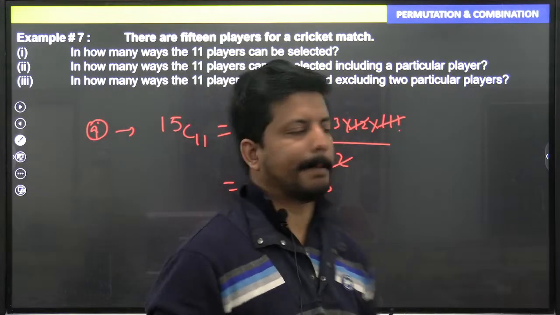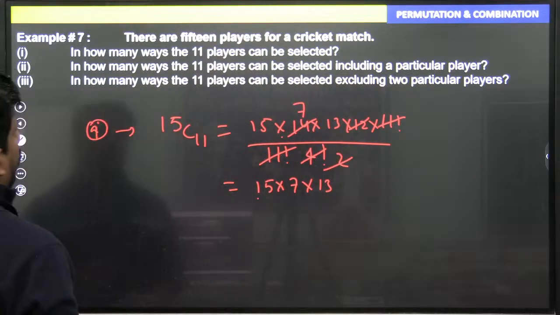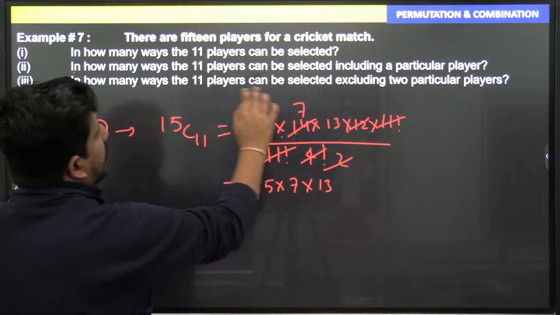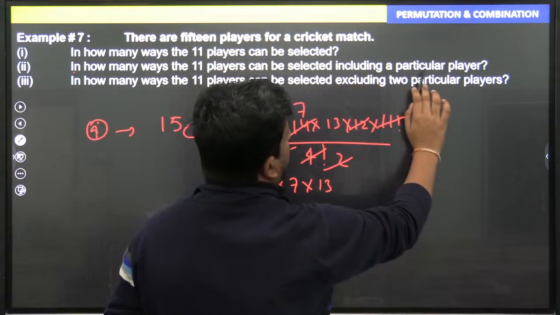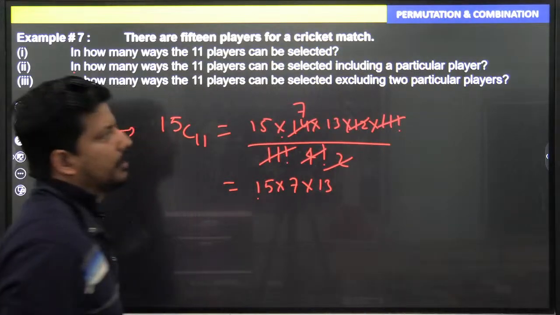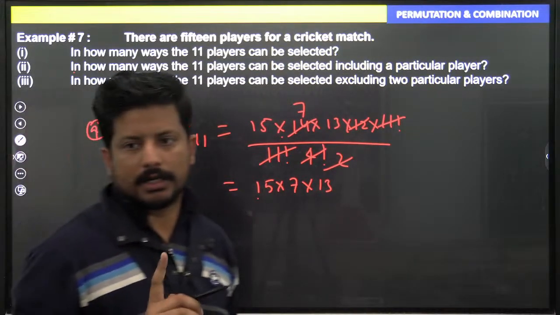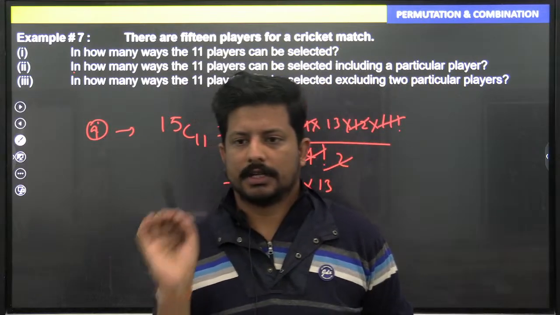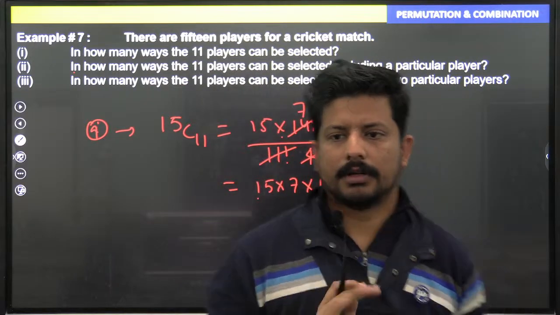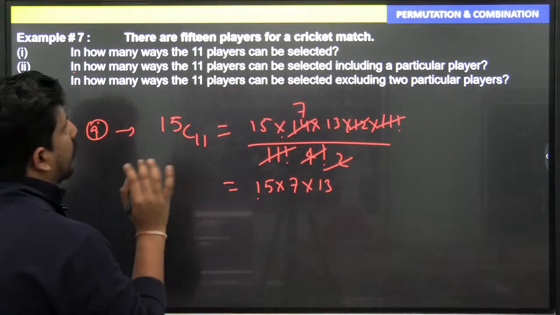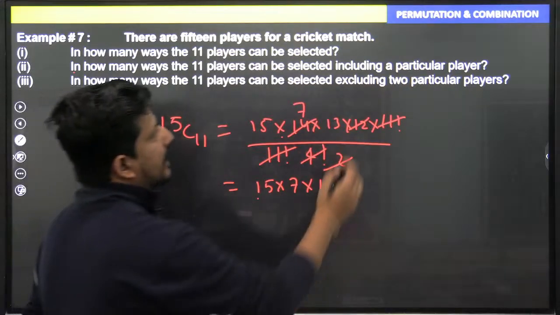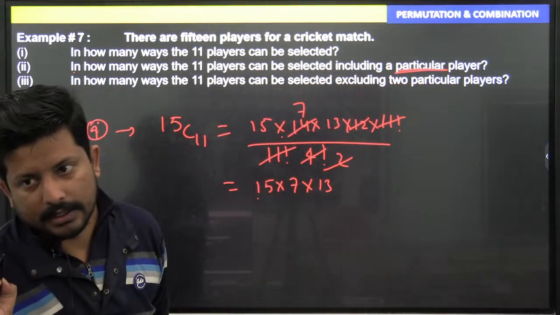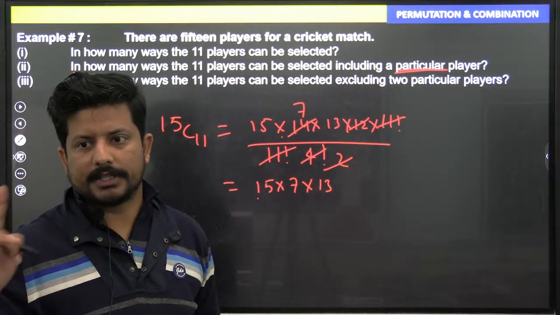Okay, now, in how many ways can 11 players be selected, including a particular player? So we know that one particular player is always in our team. It might be possible that the player is the captain. So out of 15, one is selected. They are saying not random, they are saying a particular member is specified. So with that, one member is always selected.